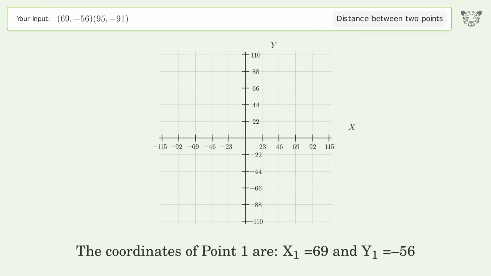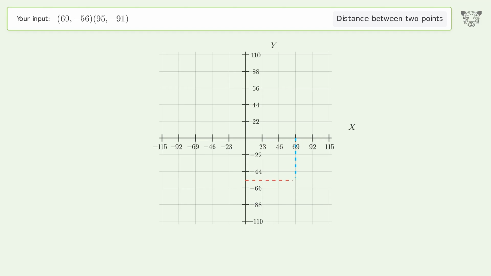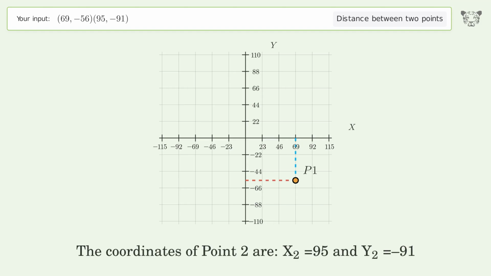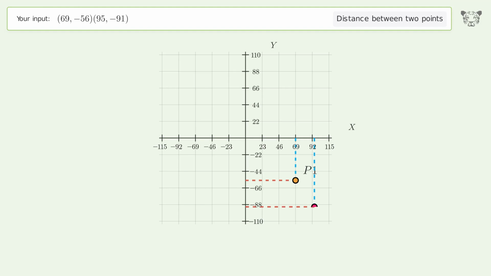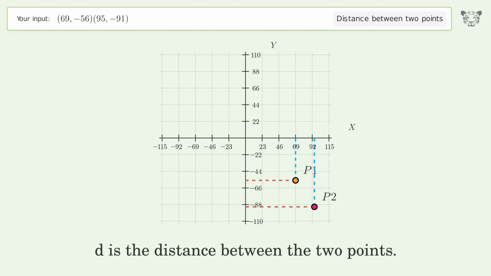The coordinates of point 1 are, x1 equals 69 and y1 equals negative 56. The coordinates of point 2 are, x2 equals 95 and y2 equals negative 91. D is the distance between the 2 points.